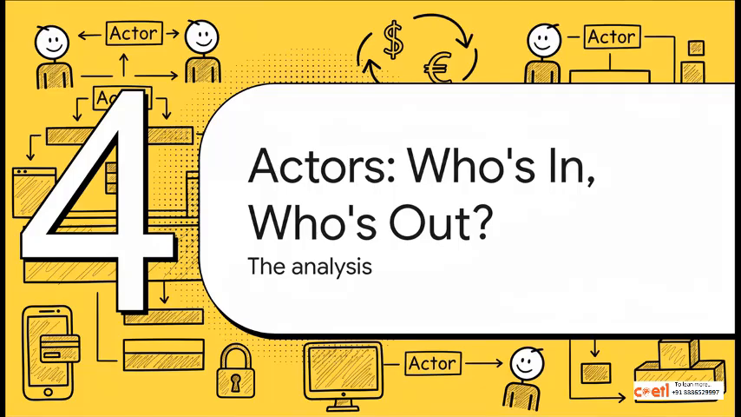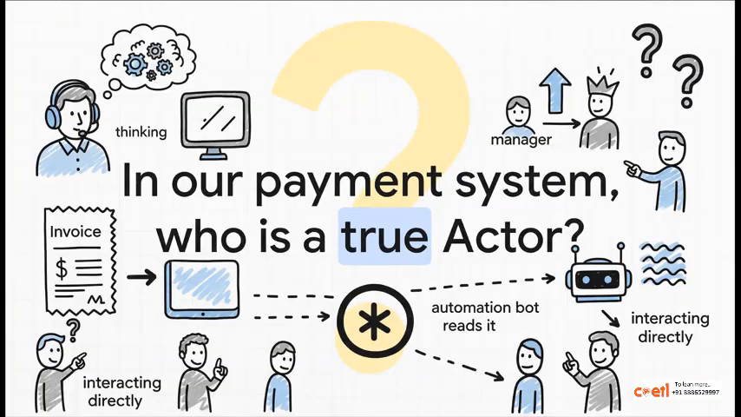This brings us to a really critical part of the process, figuring out who exactly gets to be an actor in our new system. And this is where you really have to put your thinking cap on. You've got the vendor who sends in the invoice. You've got a manager who has to approve it. Maybe there's an automation bot that reads it. So, are they all actors? Well, not necessarily. To be an actor, you have to interact directly with the system we are building.